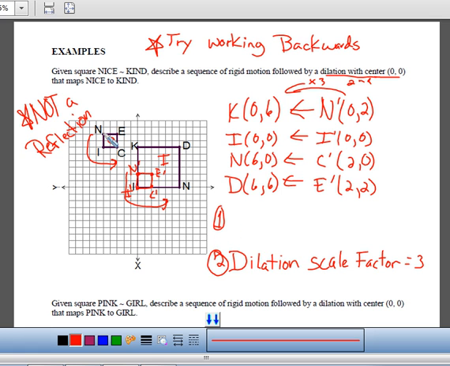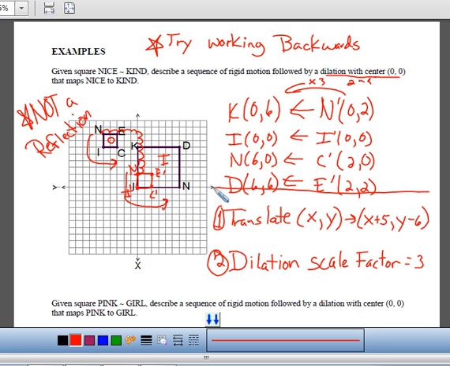Now we have to figure out the first transformation. How do I go from N to N'? Well, 1, 2, 3, 4, 5. So 5 spaces to the right. And then 1, 2, 3, 4, 5, 6 spaces down. So it's a translation. I'm going to use the rule instead of writing it in words. If you want to use words, write 5 spaces right and 6 spaces down, that's fine. I'm going to use the (x, y) arrow. To go to the right, I'm going to add 5. To go down, I'm going to subtract 6. And you're done. This is your final answer.